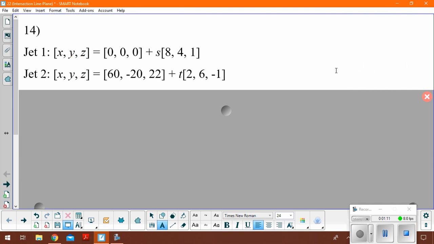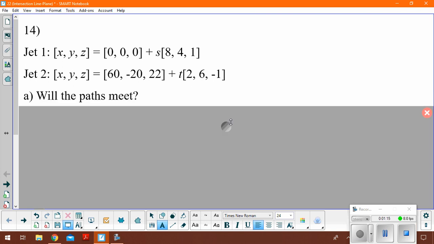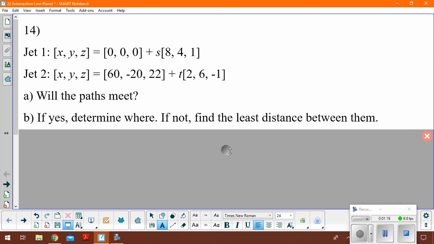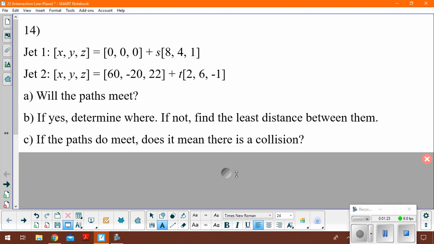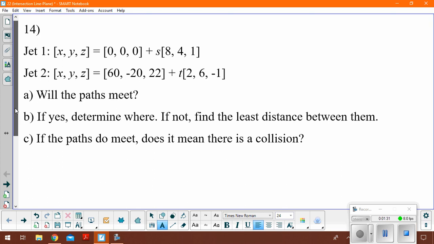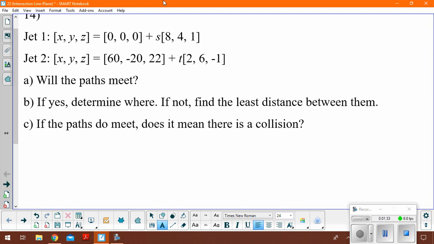So to summarize what the question was asking, part A asks, do these paths meet? If they do, find out where. If they don't, what's the distance between the paths? And finally, if they do meet, does it mean there's a collision? So starting with the paths, will the paths meet? That's a question of whether these two lines intersect or not.